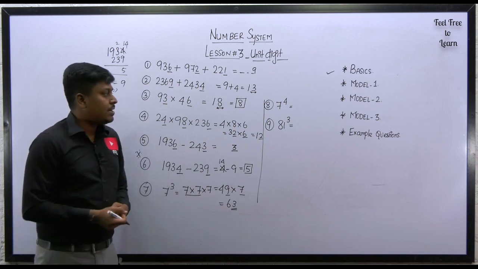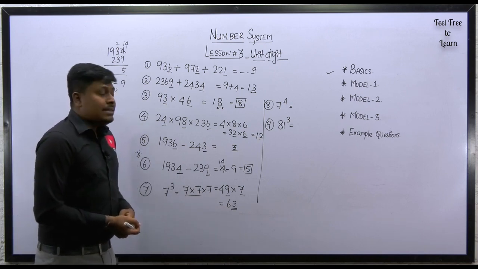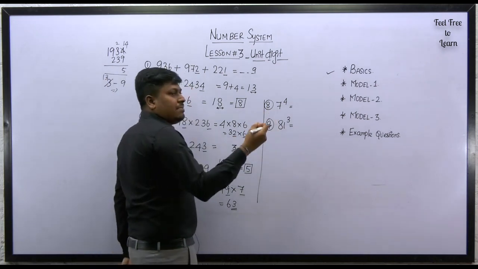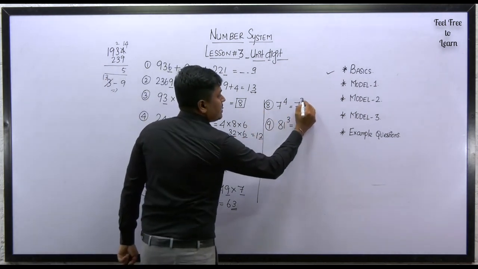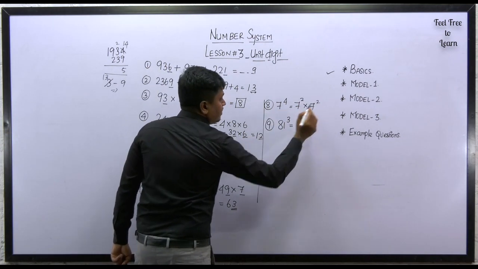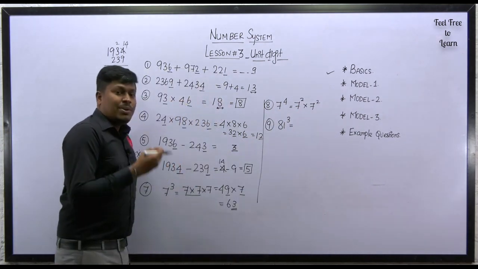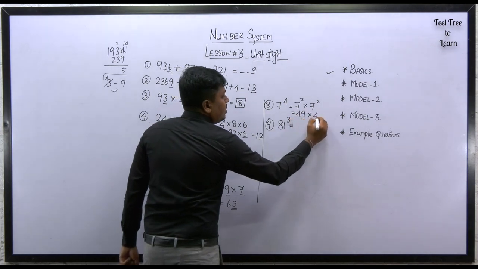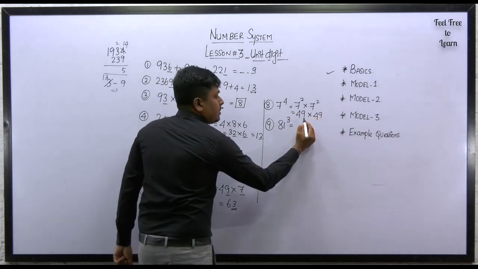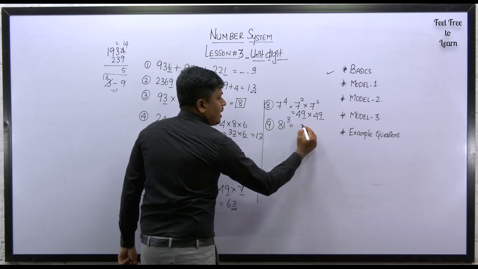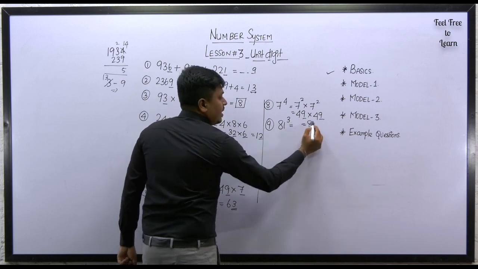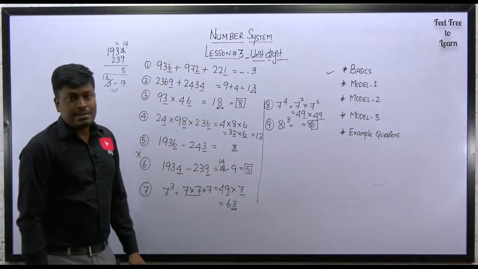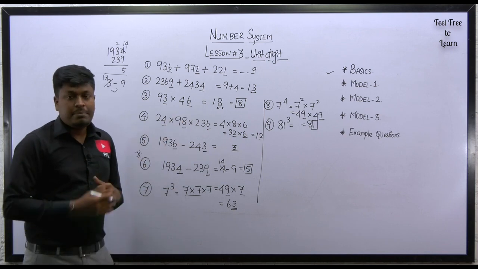Everyone's understood, right? So question number 8. 7 power 4. Just see here, 7 power 4. How can we convert this? We can write this as 7 square into 7 square. Got it? Easiest way. What is 7 square? 49. So 49 into 49. Got it? Now multiply the last digit. 9 into 9 will be 81. So the last digit will be 1. So we can say the unit digit of 7 power 4 will be 1.